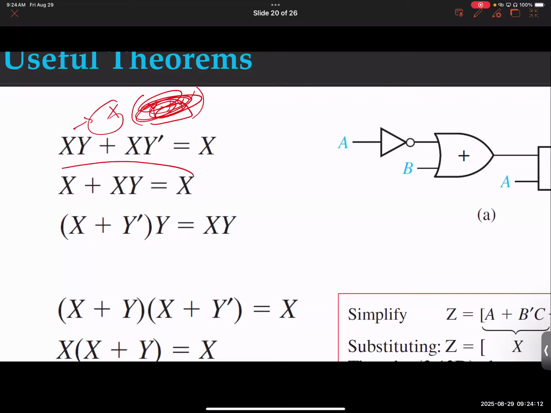Okay. Similarly, let's take an example of this one. x plus xy equals x. So you could just take x as common and you're left with 1 plus y. 1 or everything. So if there is 1 in the OR operation, that means the result is always going to be 1. You don't care what y is. It's either going to be 0 or 1. Doesn't matter. The output is going to be always 1. So you're left with 1.